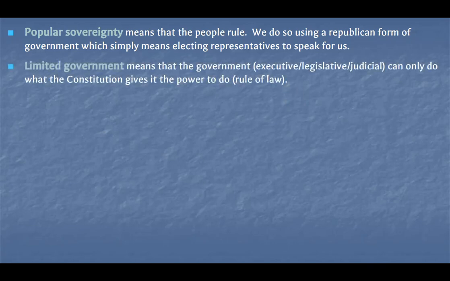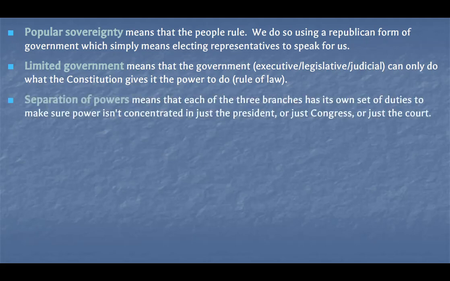Limited government means that the federal government and also the state governments can only do what the Constitution gives it power to do. This is known as rule of law, as you know, and this means that we are not governed by the whims of man.